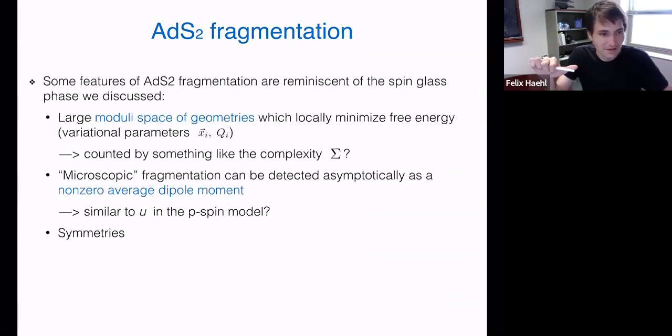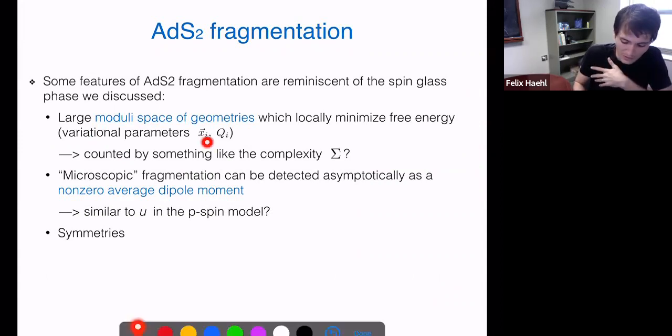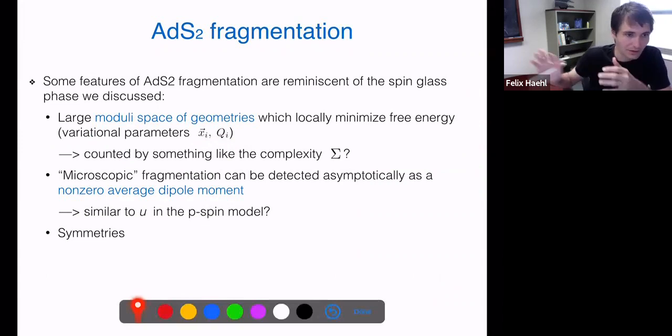So we hope that perhaps these features are reminiscent of the spin glass phase that I discussed, that there's a large moduli space of such geometries, which are local minima of the free energy. By varying these parameters xi and qi, you can construct all these different geometries, and they're all exact solutions. And perhaps you can count them somehow with some quantity like the complexity that I described.